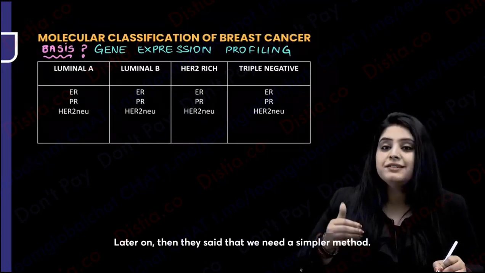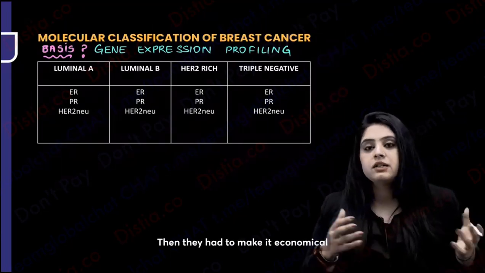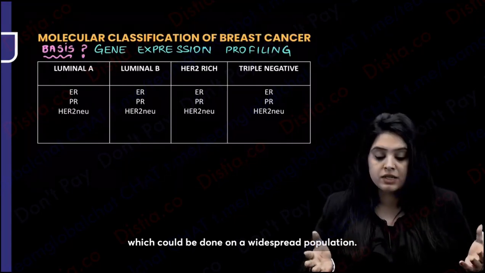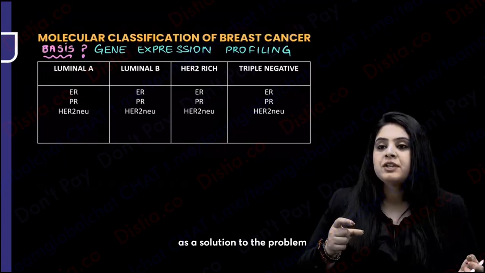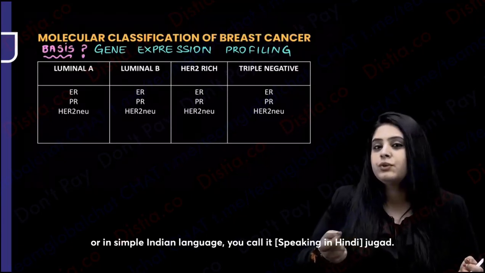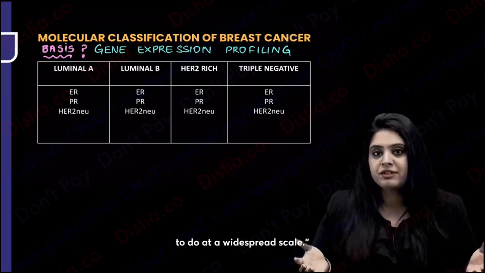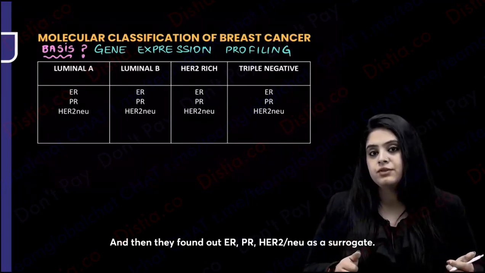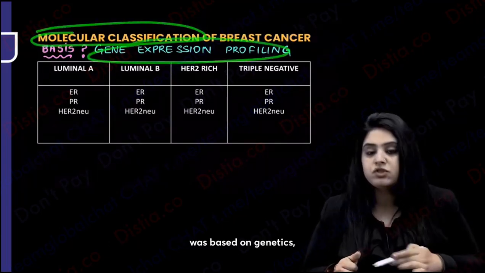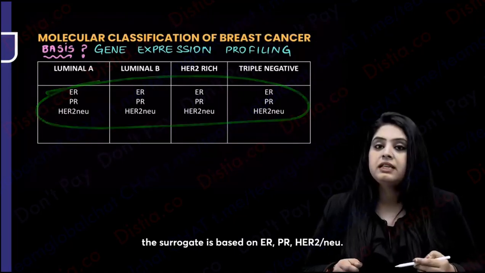Later on, they said that we need a simpler method, since gene expression was done at a research level. They had to make it economical and applicable at the patient level, on a widespread population. So they came out with a more economical solution, or in simple Indian language, jugaad. They said, let's find something cheaper, faster, and easier to do at a widespread scale. And then they found ER, PR, HER2/neu as a surrogate. So the initial molecular classification was based on genetics, but the surrogate molecular classification is based on ER, PR, HER2/neu.